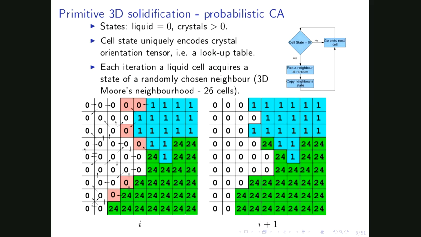Each iteration, liquid cells copy the state of a randomly chosen neighbor to themselves. As you can see, a lot of this operation is redundant, but the logic is extremely simple, and it's an explicitly parallel algorithm. The iterative loop is shown here, which is a very simple algorithm. Importantly, we exploit this degree of parallelism in this algorithm for fracture simulations as well.